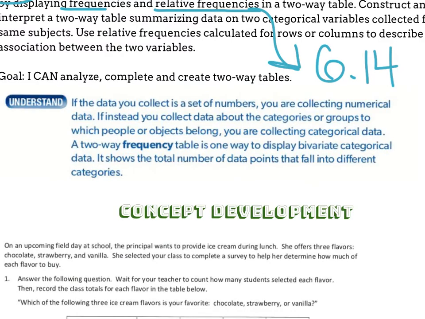So here our definition says, if the data you collect is a set of numbers, you're collecting numerical data. If instead you collect data about the categories or groups to which people or objects belong, you're collecting categorical data. A two-way frequency table, that's what we're going to learn about today, is one way to display bivariate categorical data. It shows the total number of data points that fall into different categories.